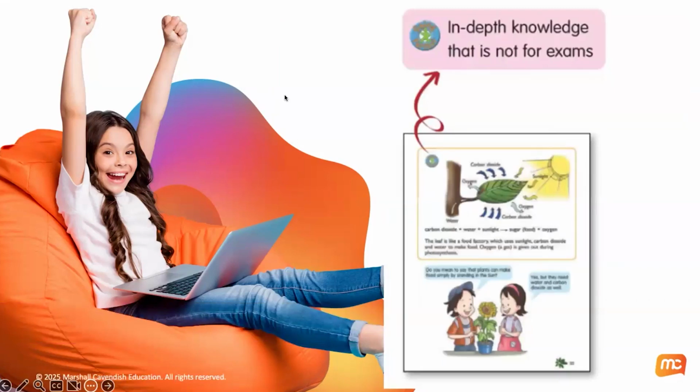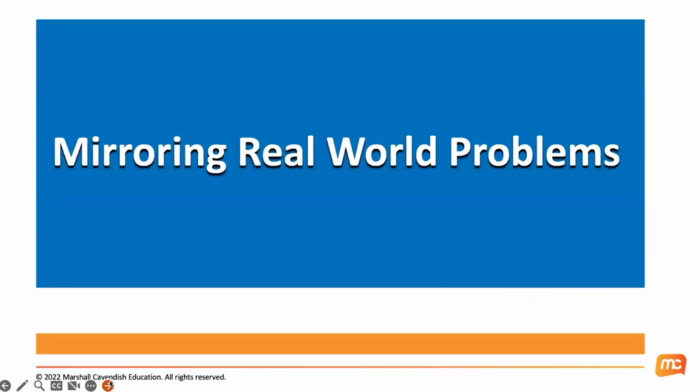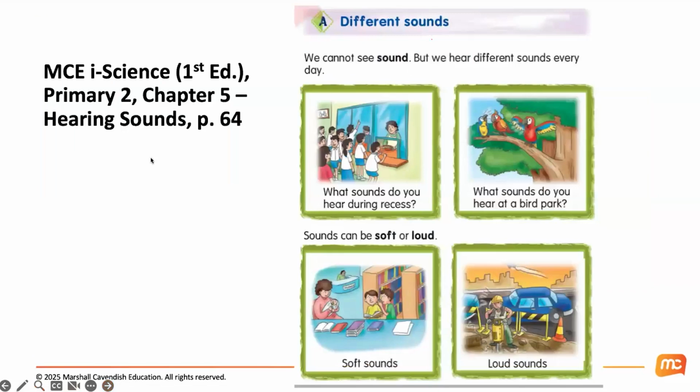Now, again, it's part of the book feature. If you look at the iScience series, you will see this part here that says in-depth knowledge that is not for exams. Right? So it's over and above what is required by the syllabus. It's something that is useful for them to know if they are really interested. And in your enrichment part, what we normally try to do is to mirror real world problems. Right? So let me give you an example.